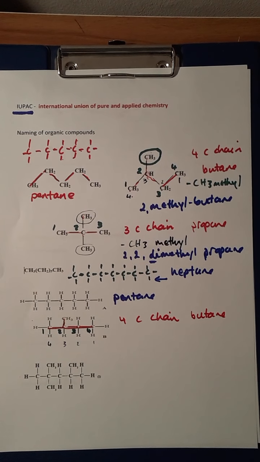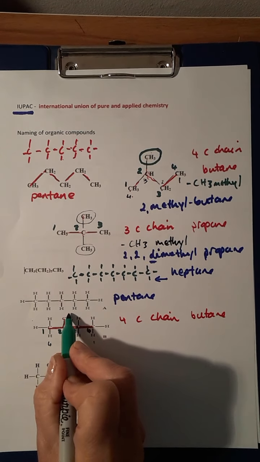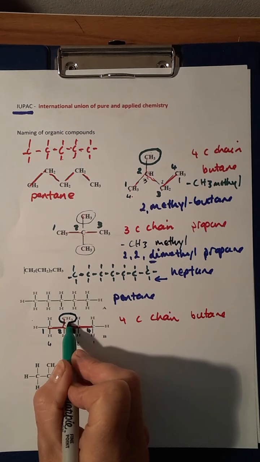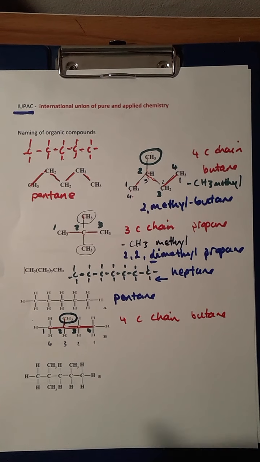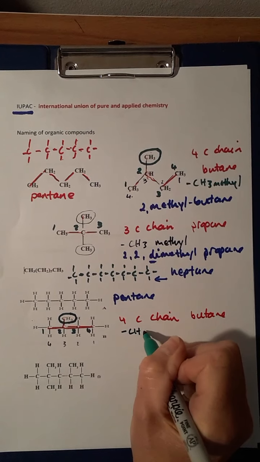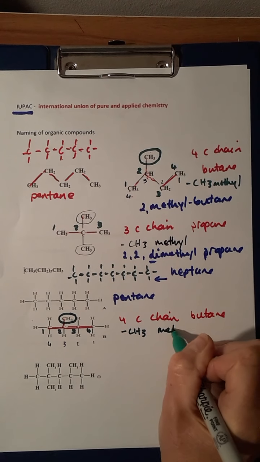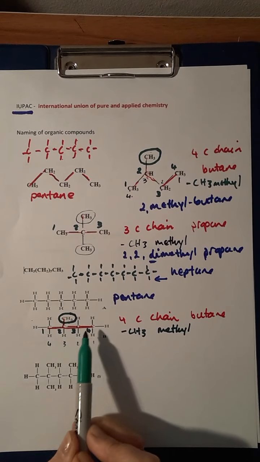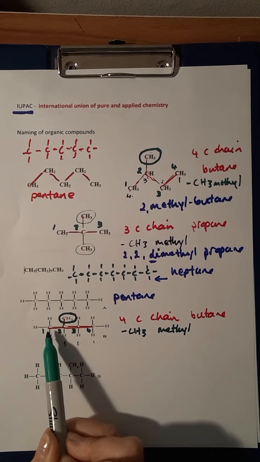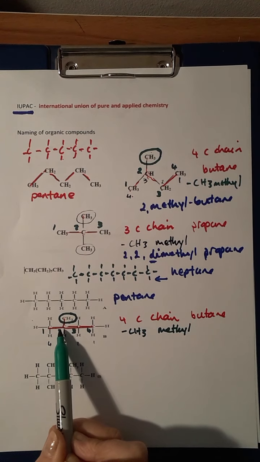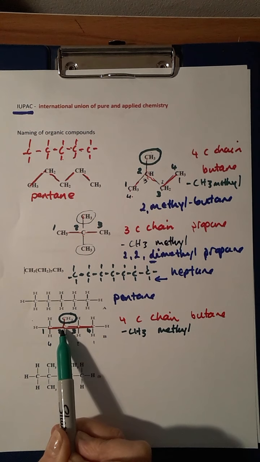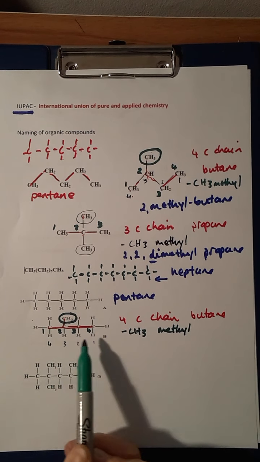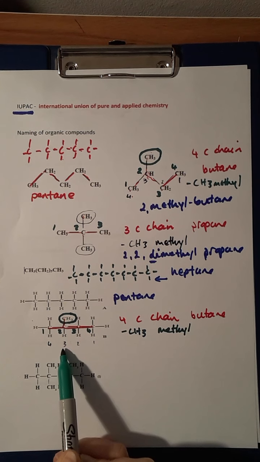Now, I have a substituent group attached on carbon number 2. That's a CH3, so the substituent group is, of course, a methyl group, attached to carbon number 2. And I'm choosing carbon number 2 because if I go left to right, I'll get the lowest option number available. If I go right to left, that's going to be attached to carbon number 3.